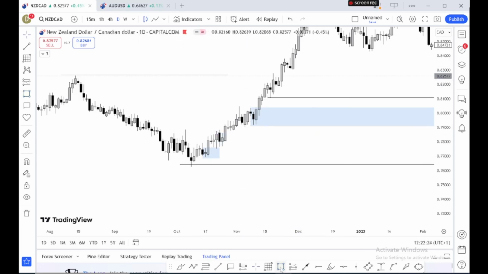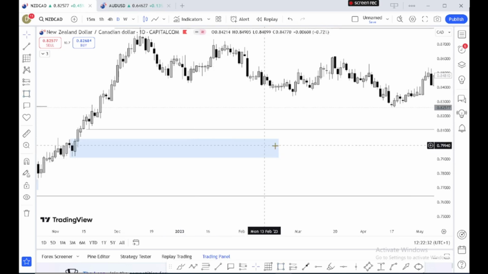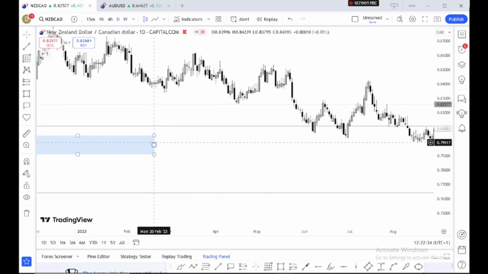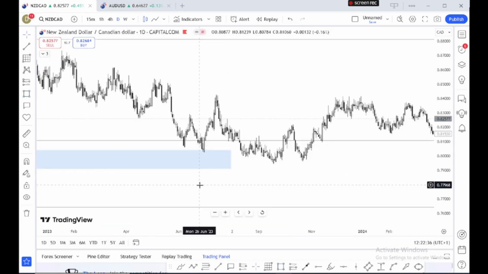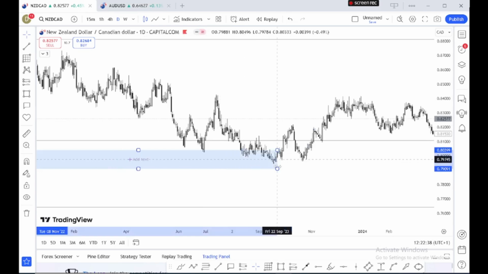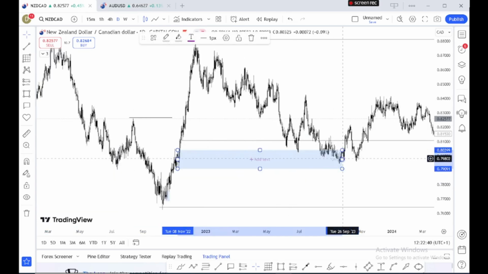So there's no other block here. I think this is the only one we have, this and this. So let's see, maybe markets respect it. Boom, as you can see, market actually came back there and was giving us reaction.